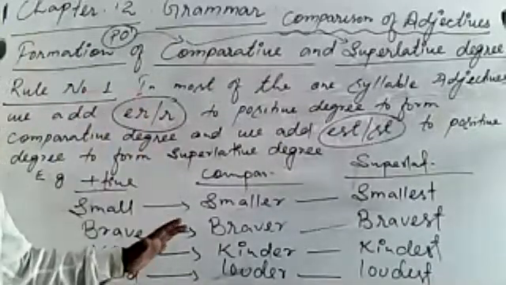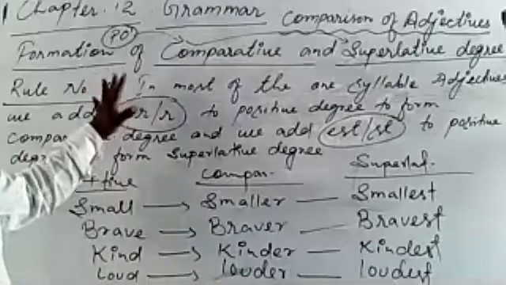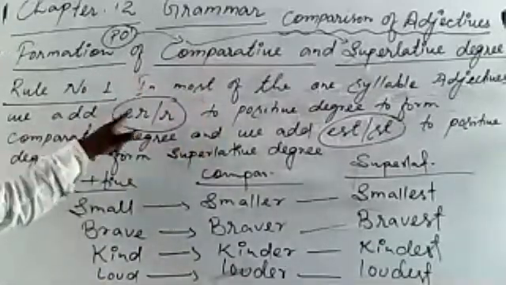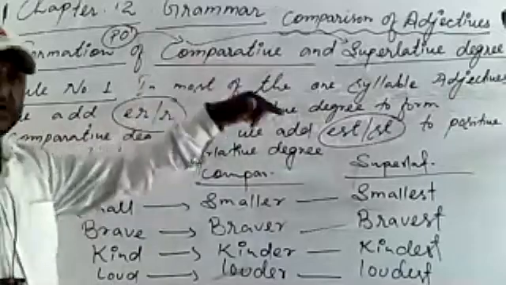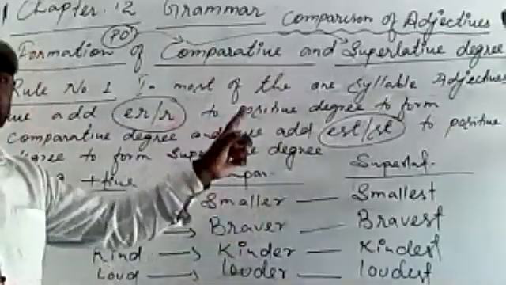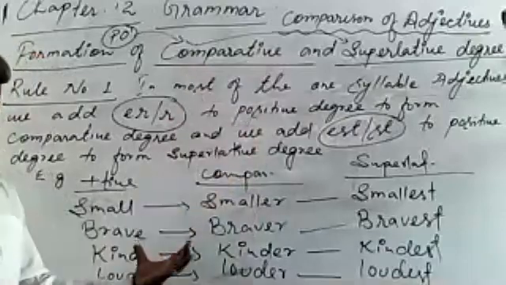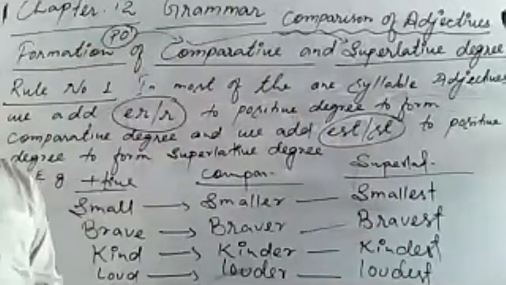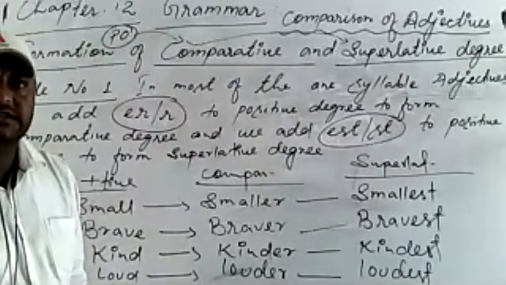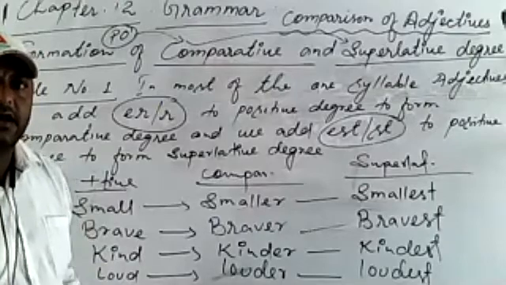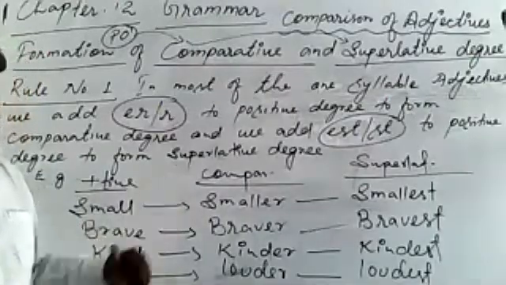Students, you can take the screenshot, whatever I have written here. This is rule number 1. In most of the one syllable adjectives, we add ER or R to the positive degree to form what? Comparative degree. And we add EST or ST to the positive degree to form its superlative degree. Is it clear, each and everybody? Yes. Everyone, show me your thumb if it is clear, students. Clear? Okay, fine. Thank you very much, students.